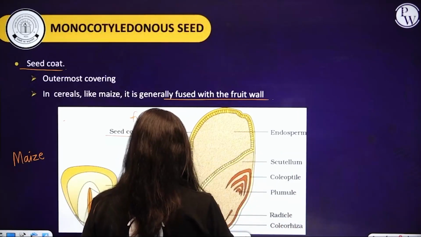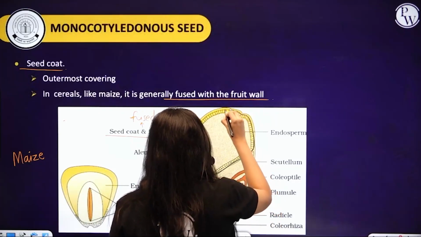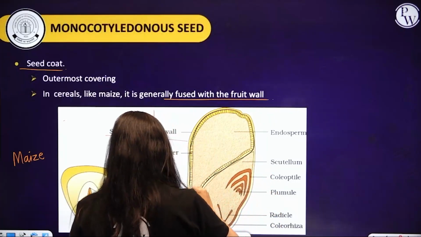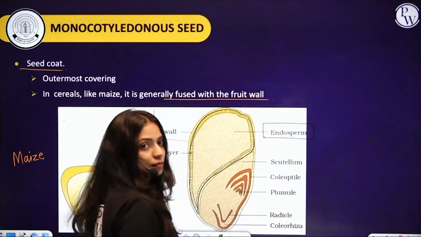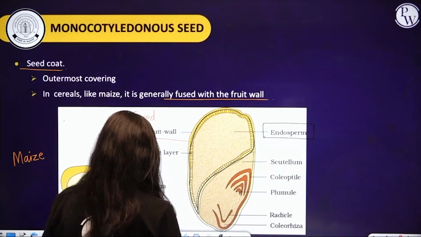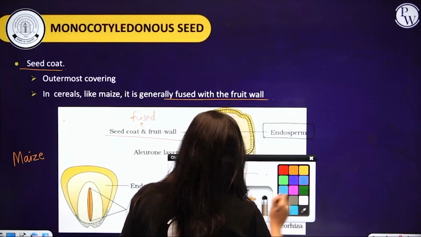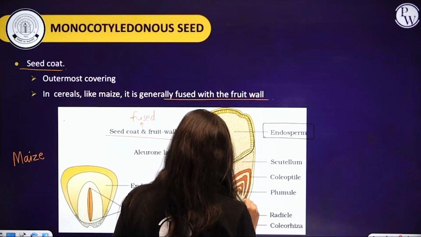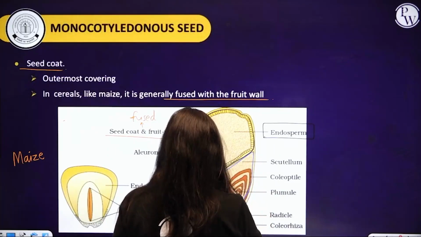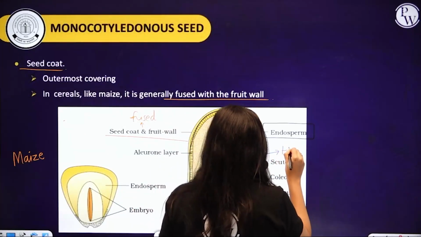Over here or outline. This part is known as the endosperm. Okay. And we have another part which I'm highlighting here in blue color. This part is the embryo.